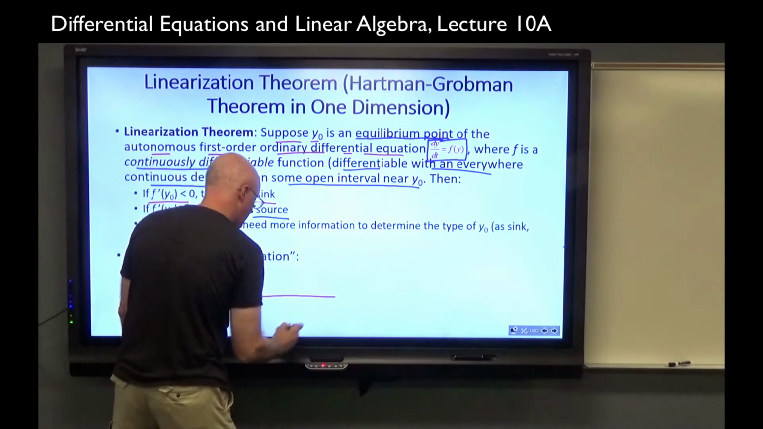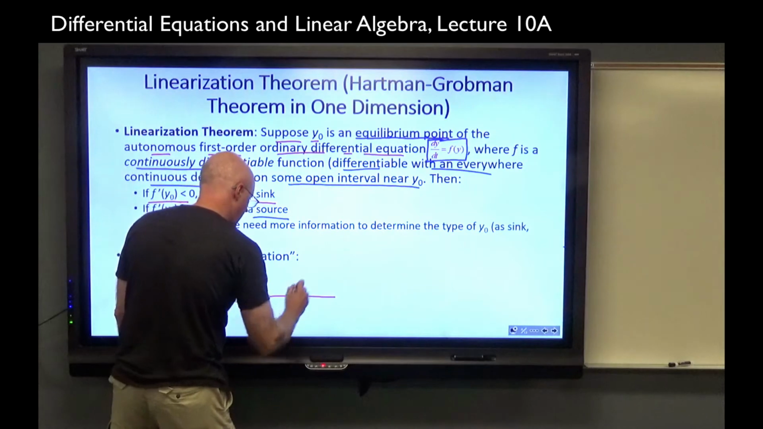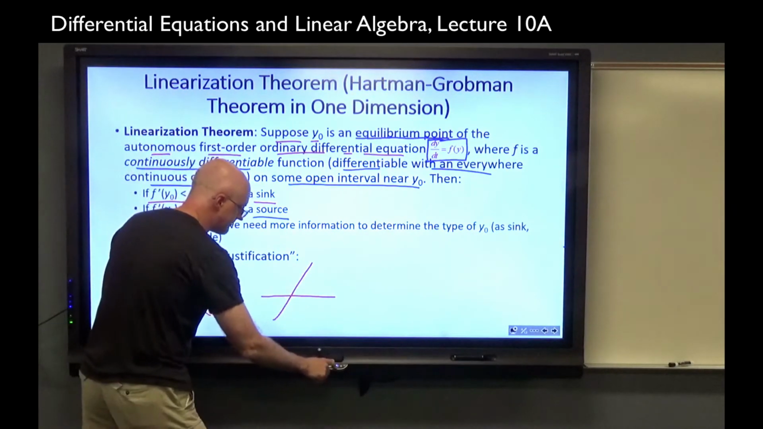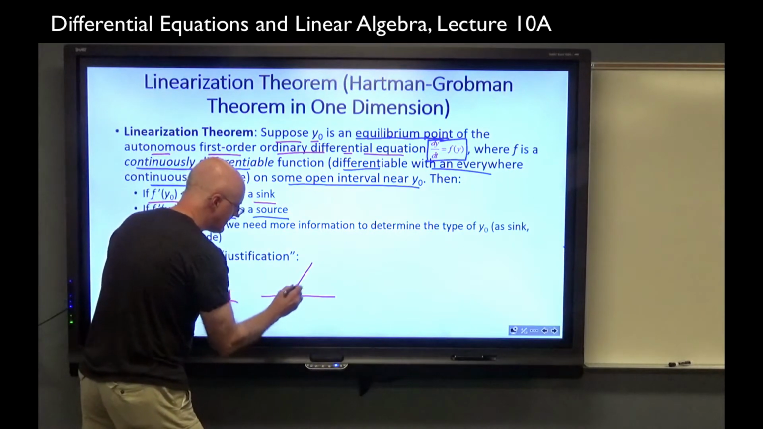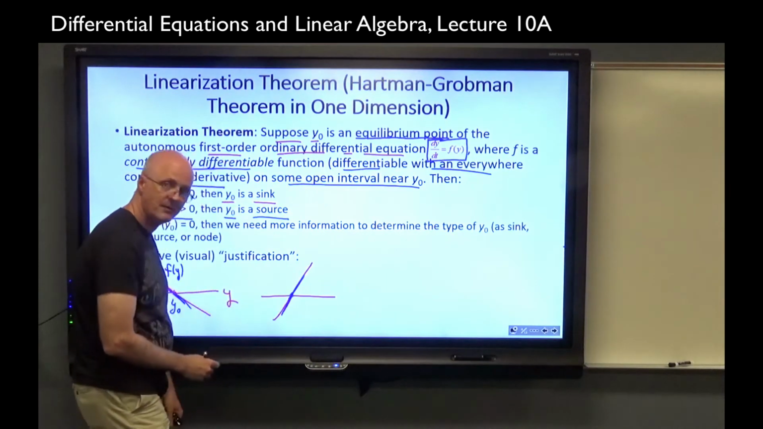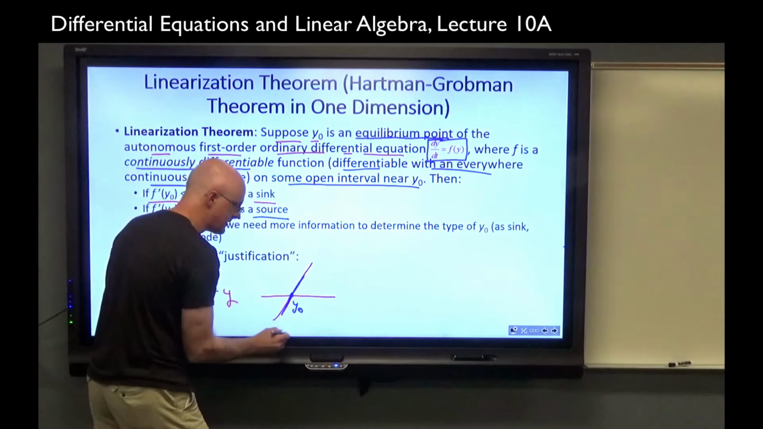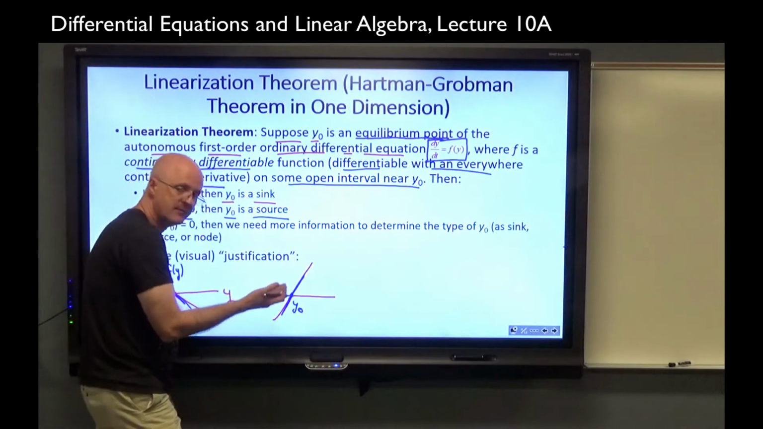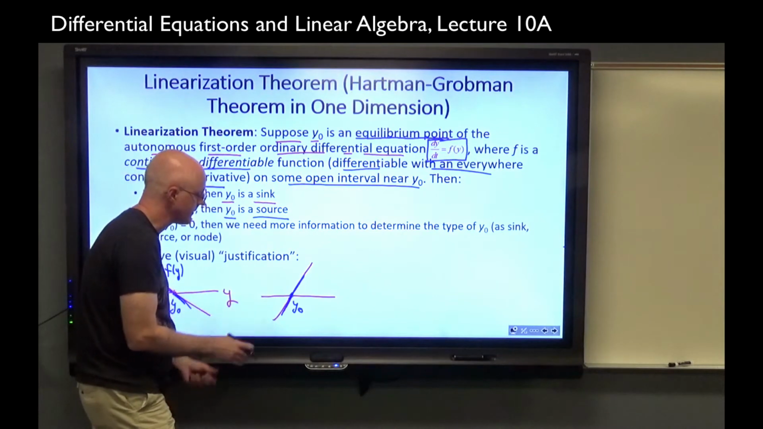On the other hand, when you've got a positive slope, I drew these graphs with a little bit of concavity, but that doesn't matter. The tangent line has a positive slope at an equilibrium point, y0, where the function is 0. The function will therefore have to change sign from negative to positive as you pass through y0.